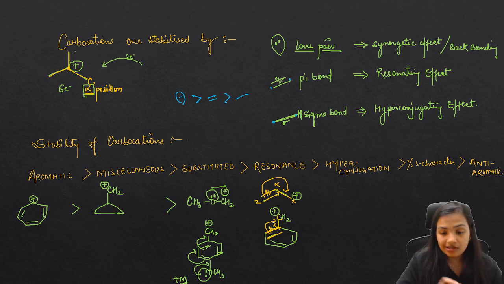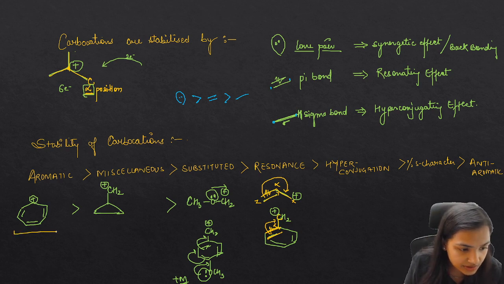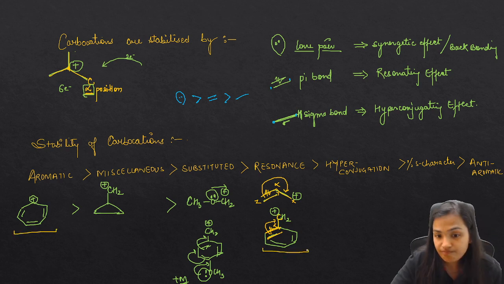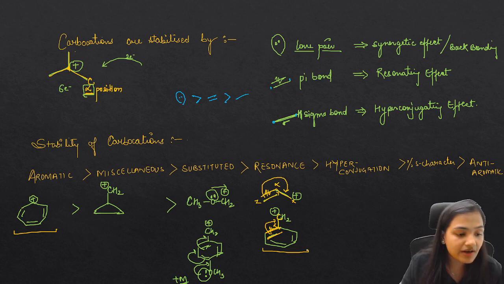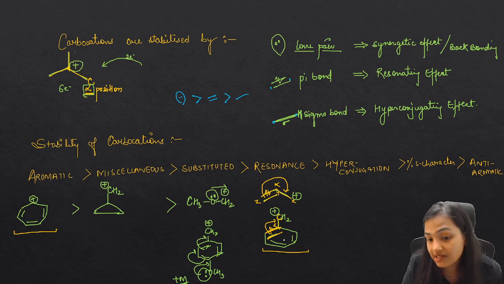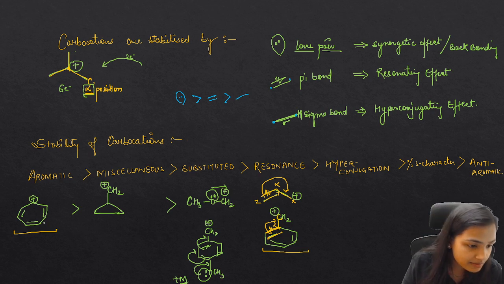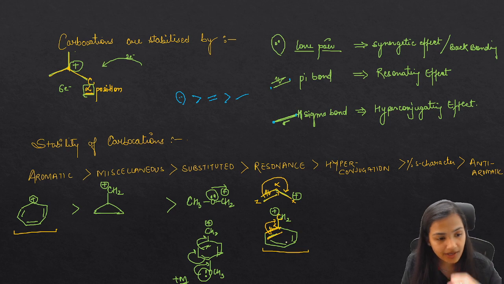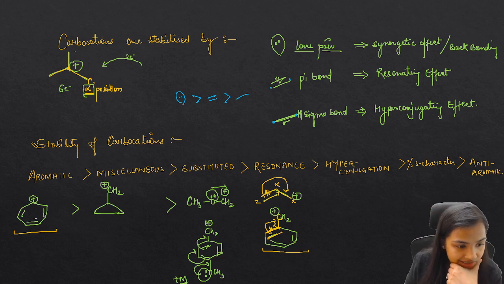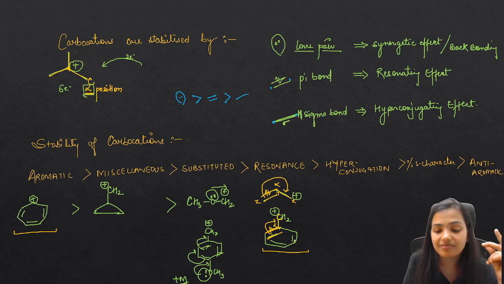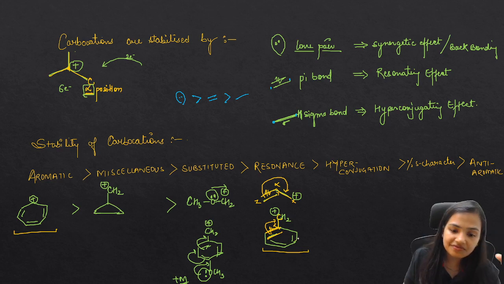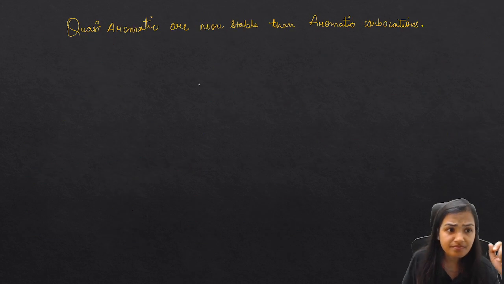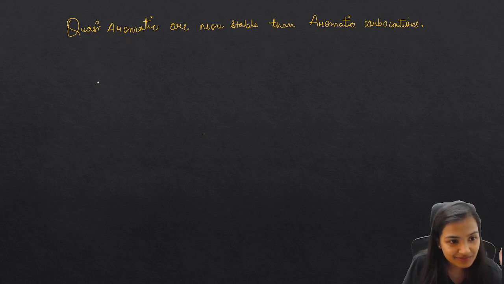Now many times students get confused between this structure and this structure. If you compare, you will find that this is more stable than this. You would say, ma'am, this is aromatic. Oh, ma'am, this is also aromatic. Right? Why would you say this is aromatic, this is also aromatic? Let me make you understand what is the difference between the two.